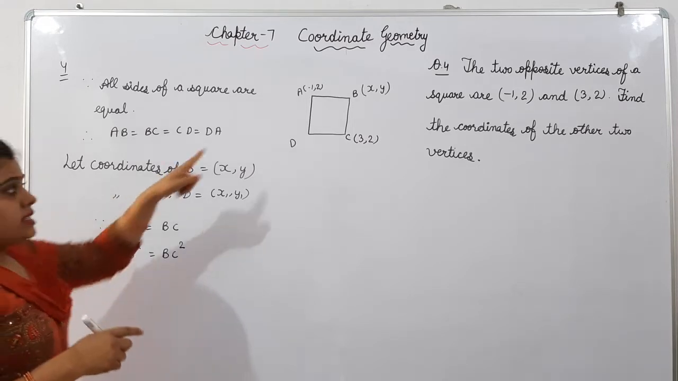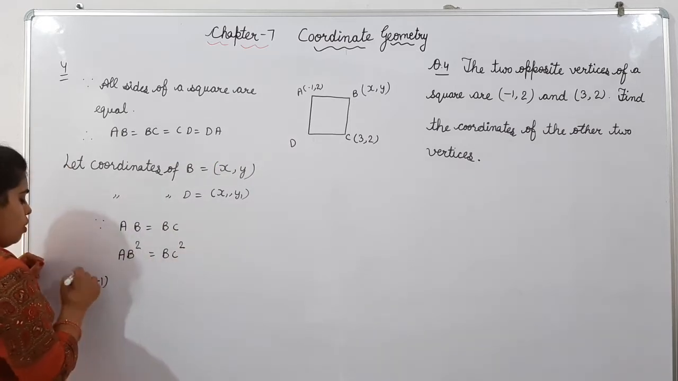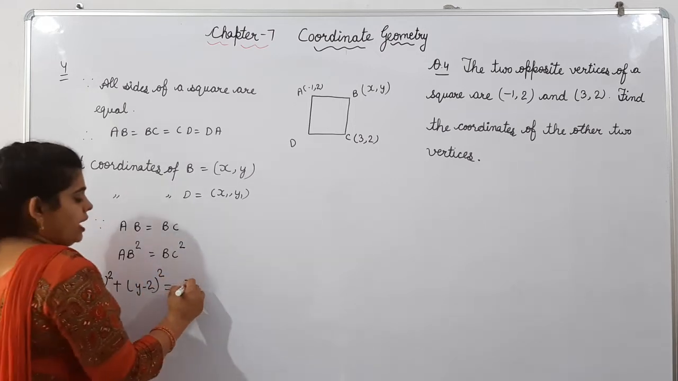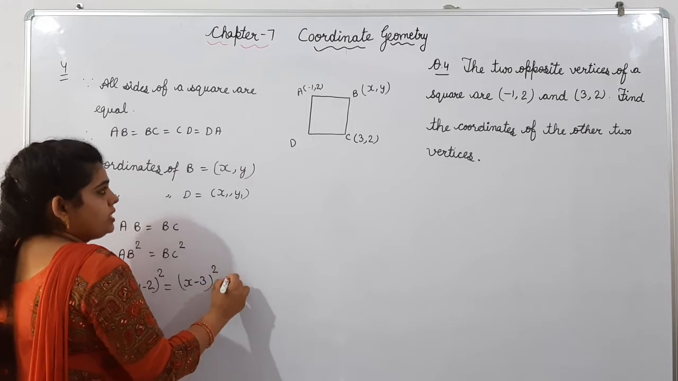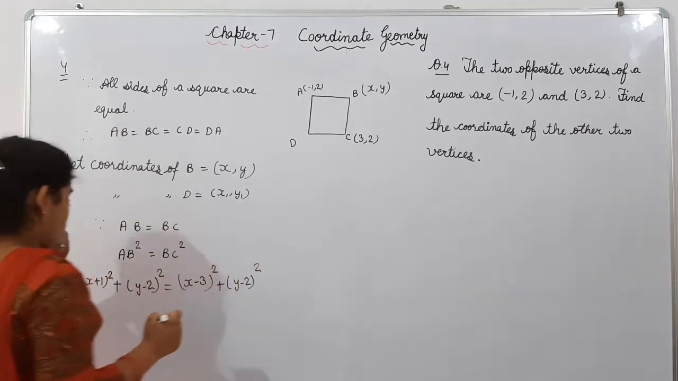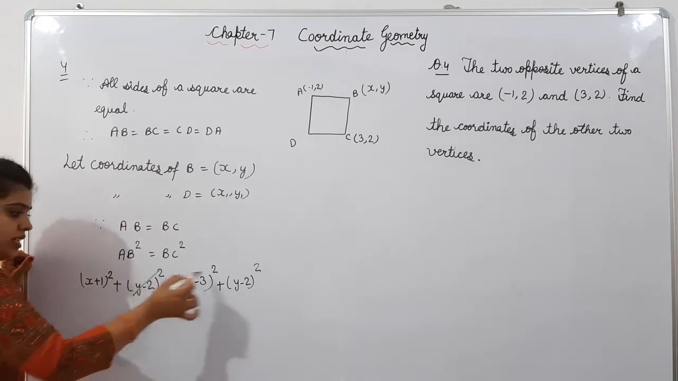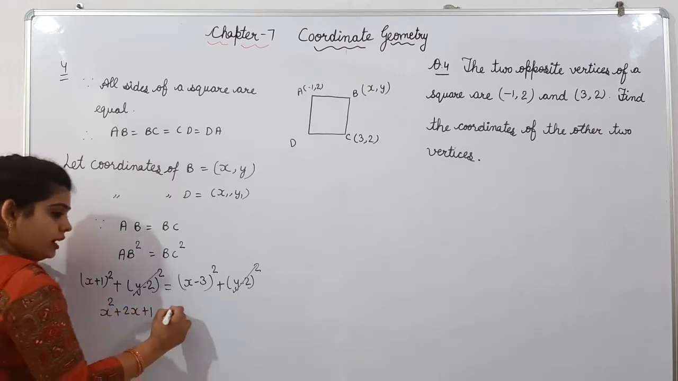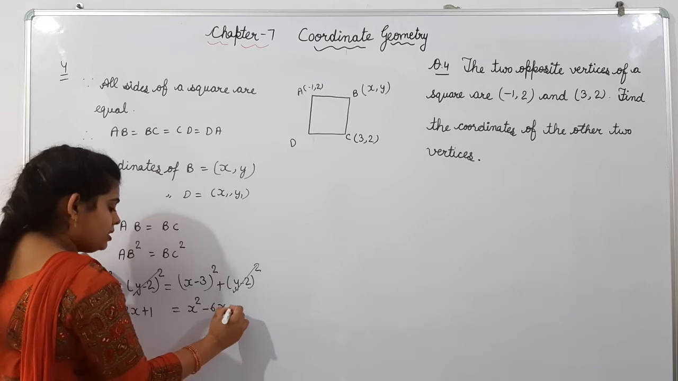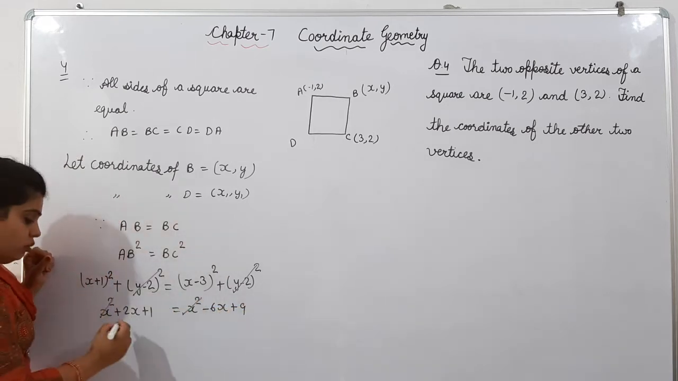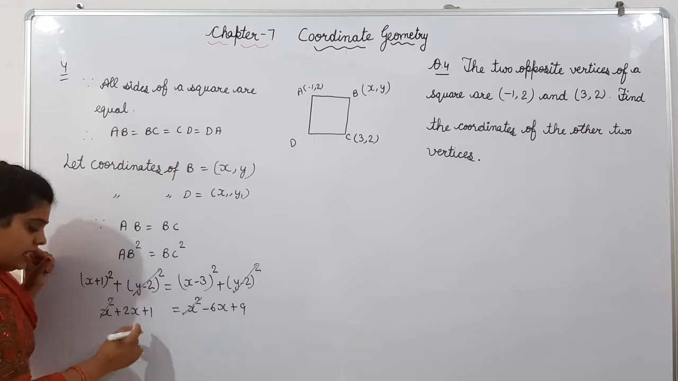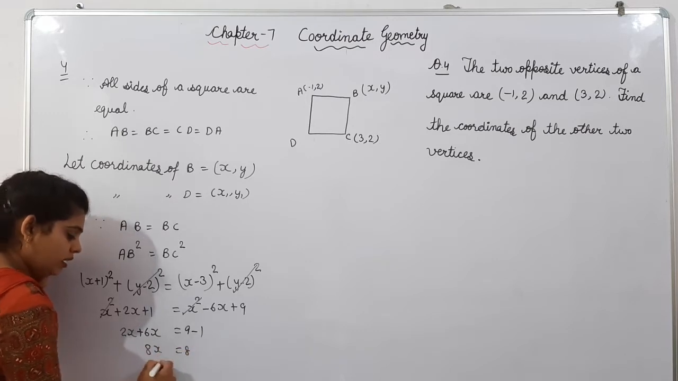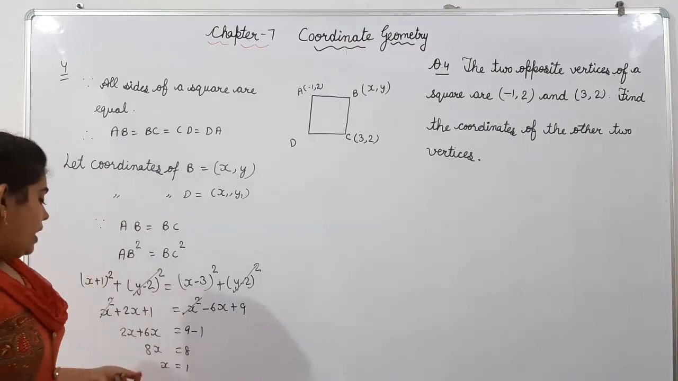From here x minus minus 1 means (x plus 1) whole square plus (y minus 2) whole square, and BC is (x minus 3) whole square plus (y minus 2) whole square. From here we can cancel these brackets because these are same. Now x square plus 2x plus 1 is equal to x square minus 6x plus 9. X square cancel out. 2x minus 6x, here it will become plus 6x, and it is equal to 9 minus 1. 8x is equal to 8. X is equal to 1. From here we got the value of x.